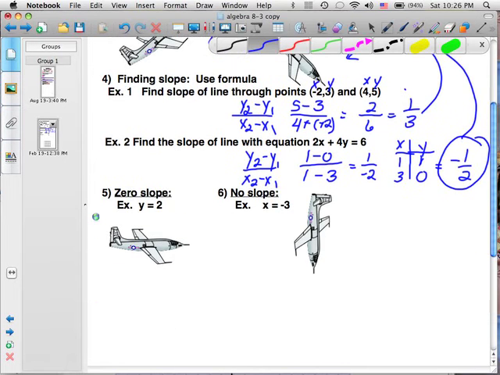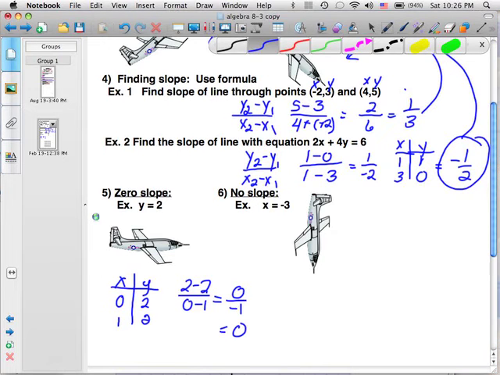If I have the equation y equals 2, what happens is, if I did my ordered pairs, y is 2, I get 0, 1. The change in the y's, it'd be 2 minus 2 over 0 minus 1, I get 0 over negative 1, or a 0 slope. Which means I have a horizontal line. So remember what this graph looks like. It's going through where y is 2. So it's like a plane cruising.